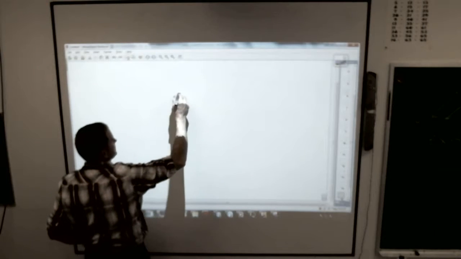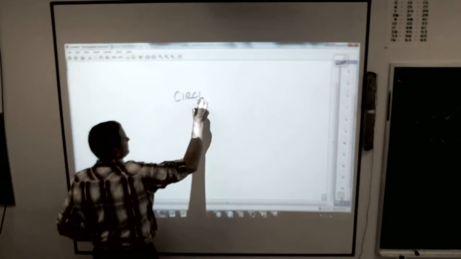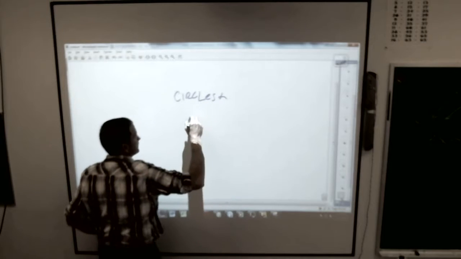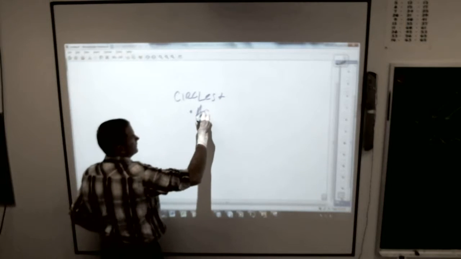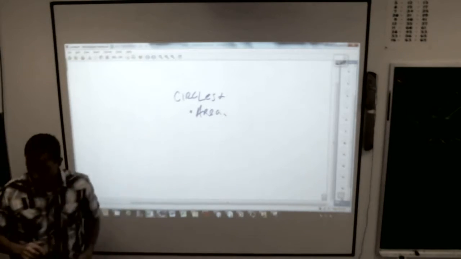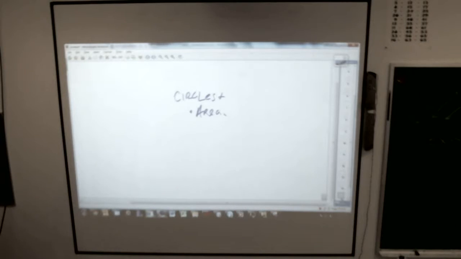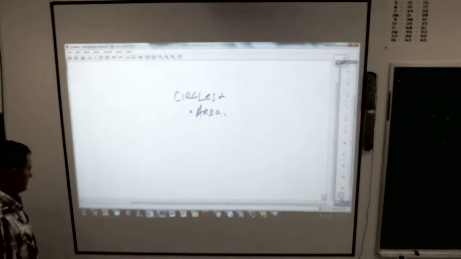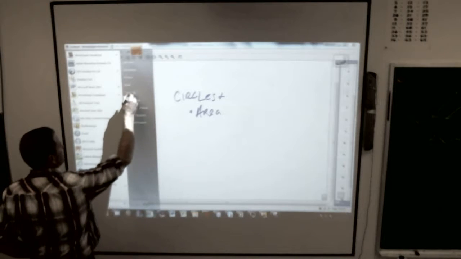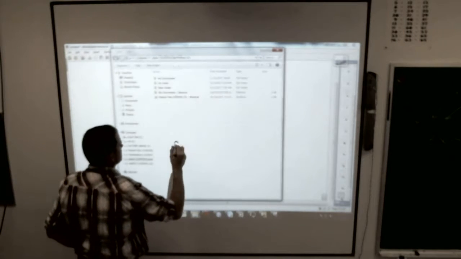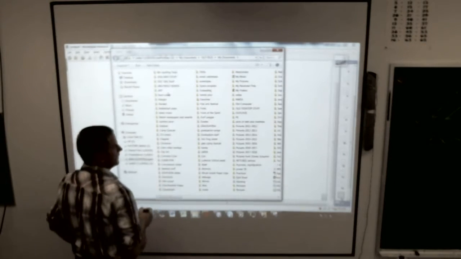Oh, somewhere I've got something on this. Circles. And the subheading is area of circles. I think that's what it says there. Gosh, I'm going to look for it here. Hold on a second. I should have had this already, but I got this here.